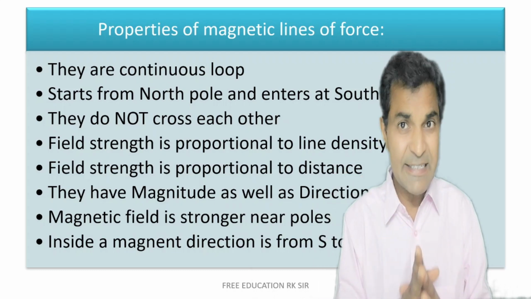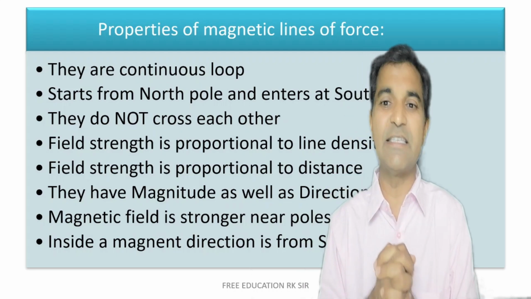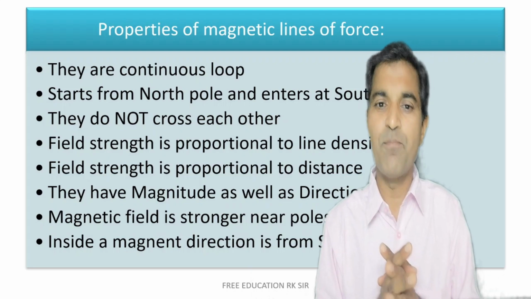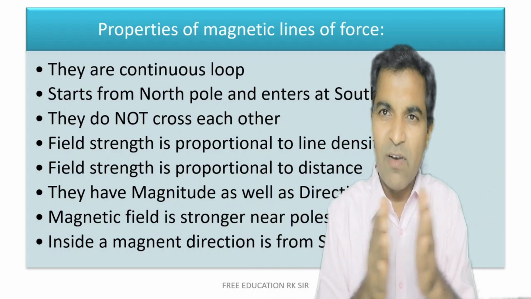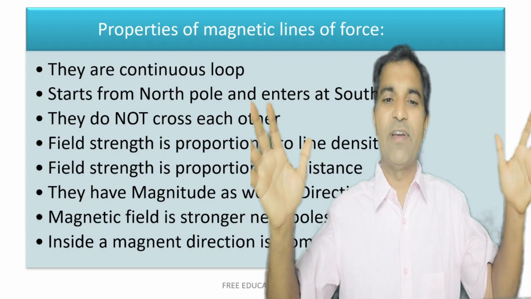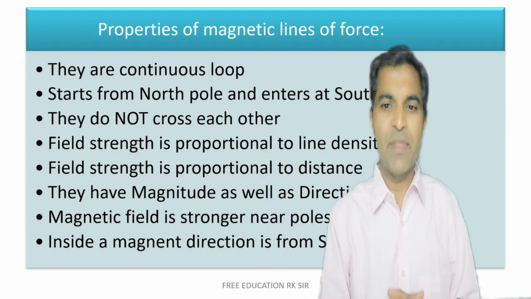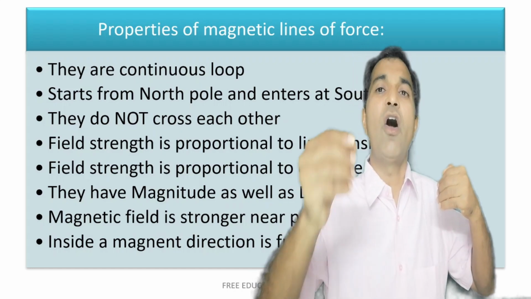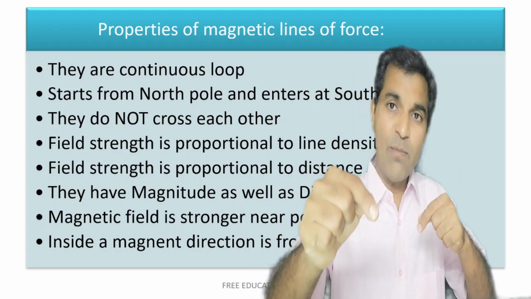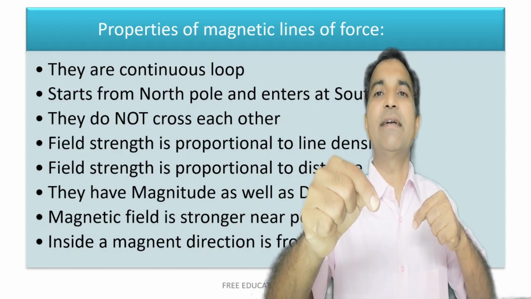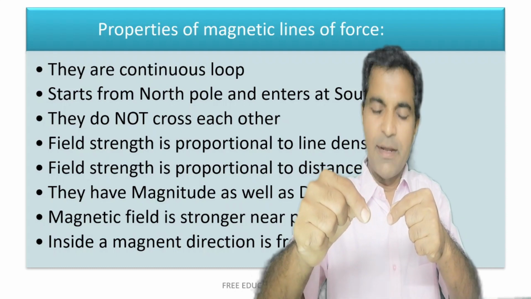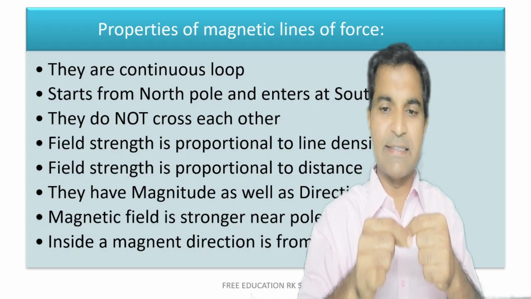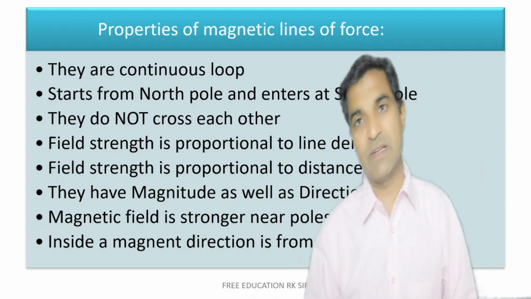Field strength, that is the magnetic field strength, is proportional to the line density. What does it mean? It means the greater the number of lines, the greater the magnetic field, the greater the magnetic strength. Field strength also depends on distance: the greater the distance of an object from the magnet, the lesser the magnetic effect. The smaller the distance, the higher the magnetic field intensity. They have magnitude as well as direction.